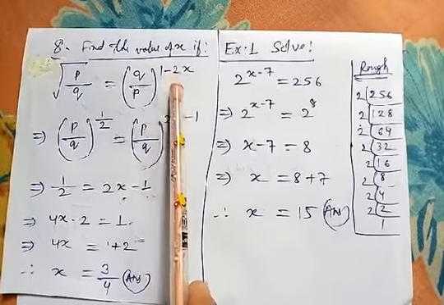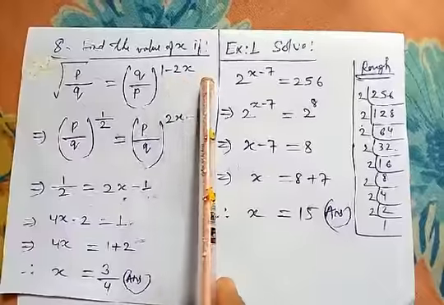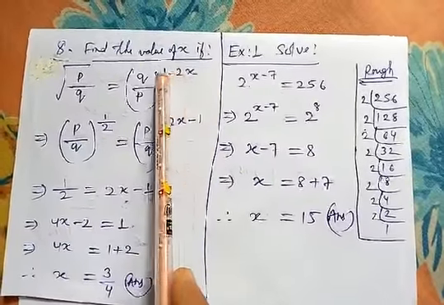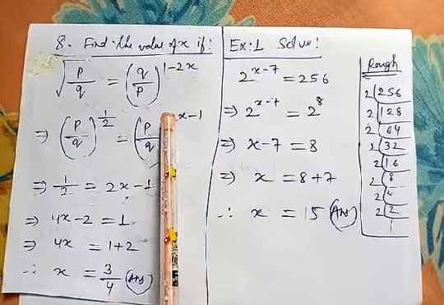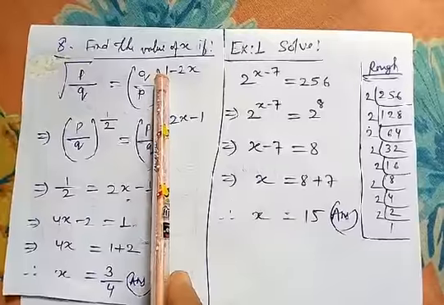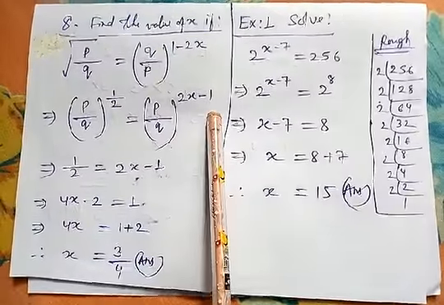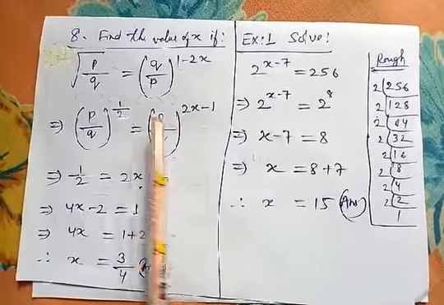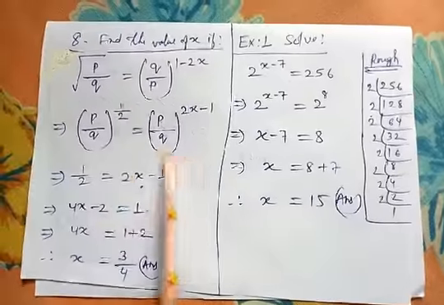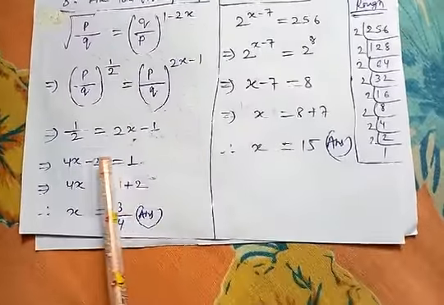So in that case what will happen? Negative power will become positive, positive power will become negative. As minus 2x is negative, so it became positive here. And plus 1 is positive, so it became negative here. Now base is same, then power also becomes equal. So same power came here, and now cross multiply.